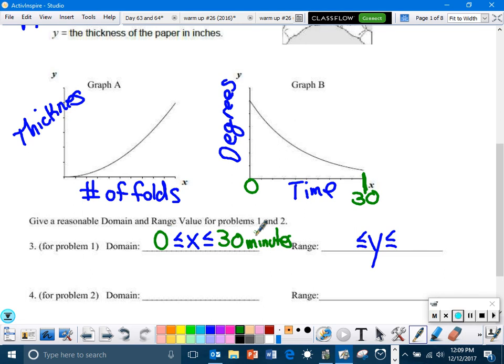The range, again, depending upon if you're talking about Celsius or Fahrenheit, I'm going to do both. So first I'm going to do this in Celsius. Water boils at 100 degrees Celsius, and room temperature is about 24 degrees Celsius. Okay, so my range value would then be from 24 degrees to 100 degrees Celsius.